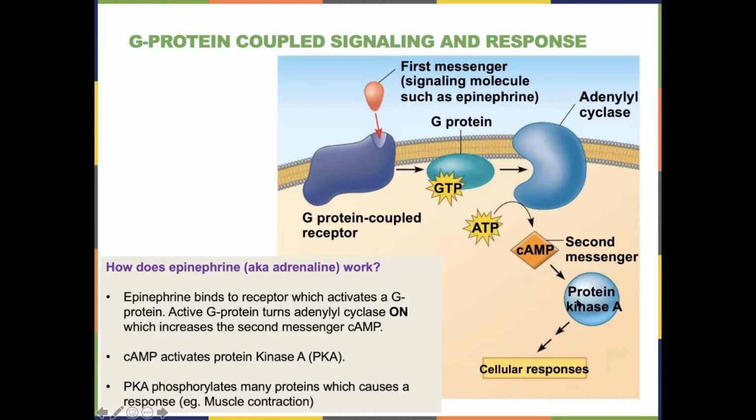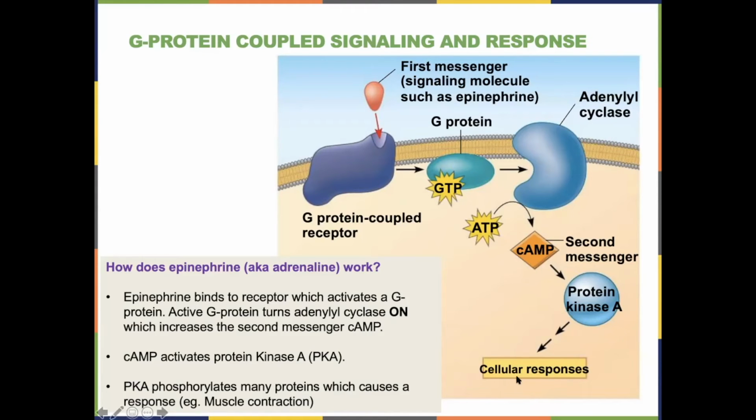Cyclic AMP in turn activates protein kinase A. Kinase is the term for an enzyme that phosphorylates something. So protein kinase A will go on to put phosphate groups onto various kinds of proteins that ultimately then initiate some kind of response.